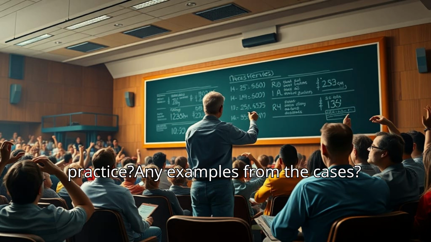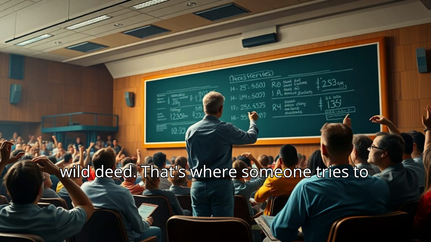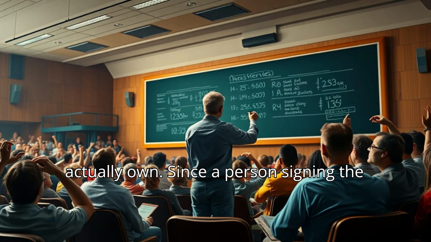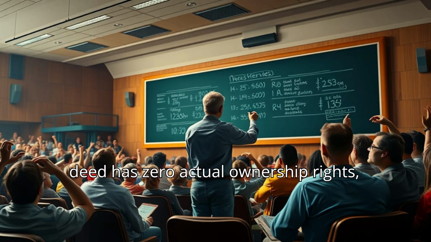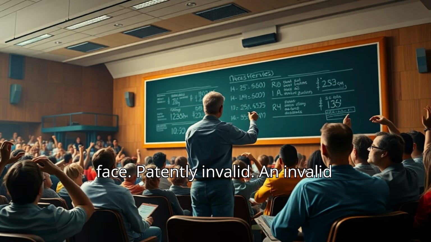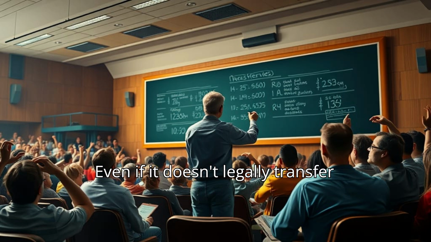Any examples from the cases? Sure. The classic one they mention is a wild deed. That's where someone tries to sell or transfer property they don't actually own. Oh, okay. Since the person signing the deed has zero actual ownership rights, the deed itself is just invalid on its face. Patently invalid. Gotcha. An invalid quitclaim deed could also be spurious. Even if it doesn't legally transfer anything, it still creates confusion. It clouds the title.